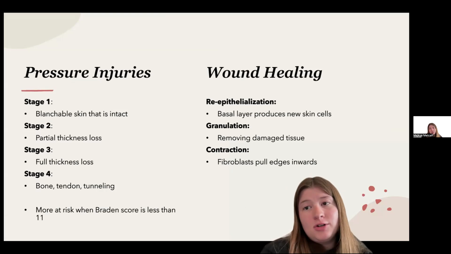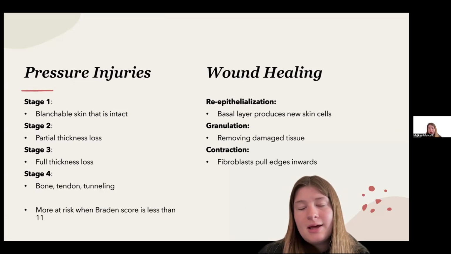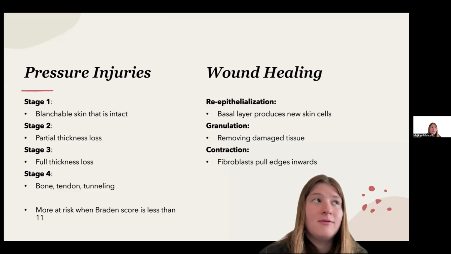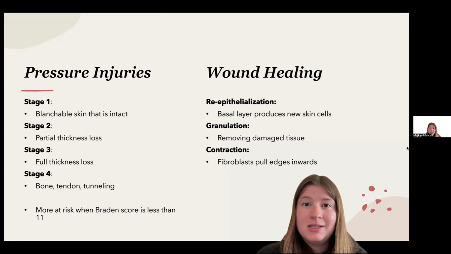And when we have pressure injuries, wound healing is super important. Some stages of wound healing are re-epithelialization, which is when the basal layer of your skin is going to produce new skin cells. Granulation, which is removing damaged tissue from the wounds. And then contraction is when your fibroblasts are going to pull the edges of the wound inward to help facilitate healing.